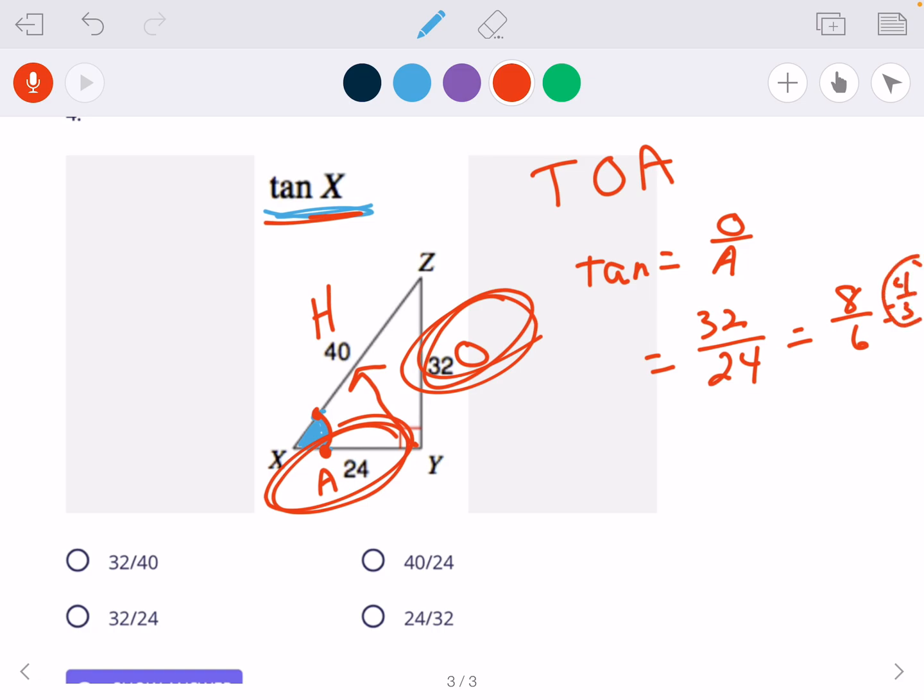But if they didn't ask to reduce, all I have is my 32 over 24, so 32 over 24. I hope this helps.